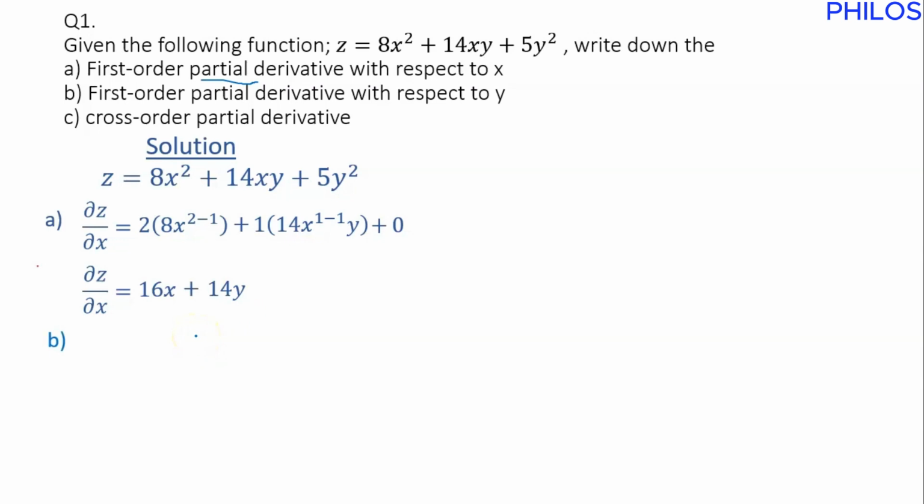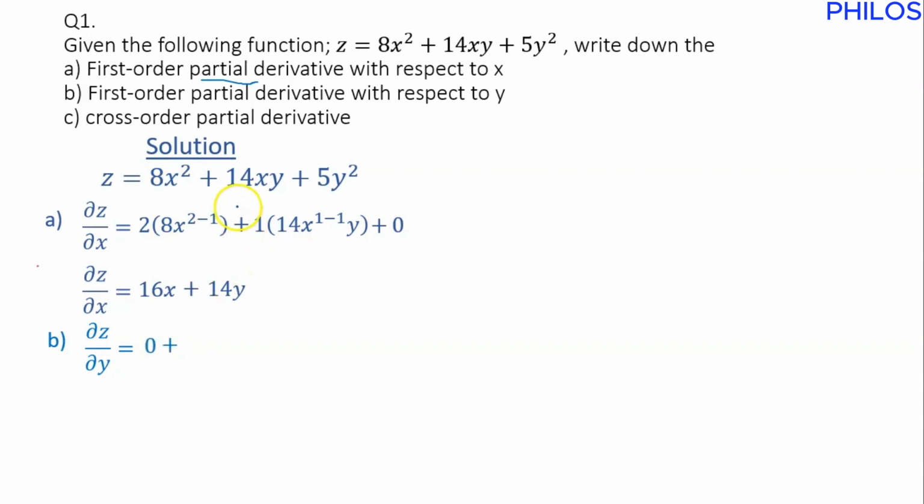So let's look at question B. B says we should write down the first order partial derivative with respect to y in this case. So we are taking this same function and differentiating it with respect to y now. So we're going to write this as partial z partial y is equal to. Now when we take the first one, 8x squared, there is nothing y in it. Remember, we are differentiating with respect to y. And there is no y here. Since there is no y, the whole thing is considered as a constant. So when we differentiate this whole constant with respect to y, it should give us 0.